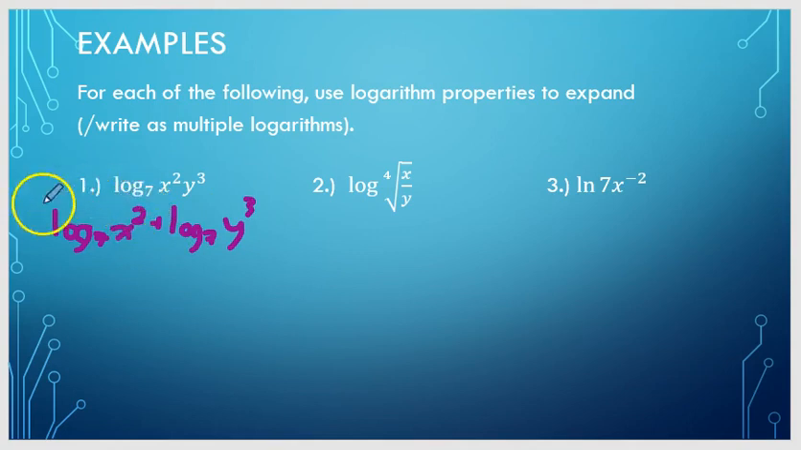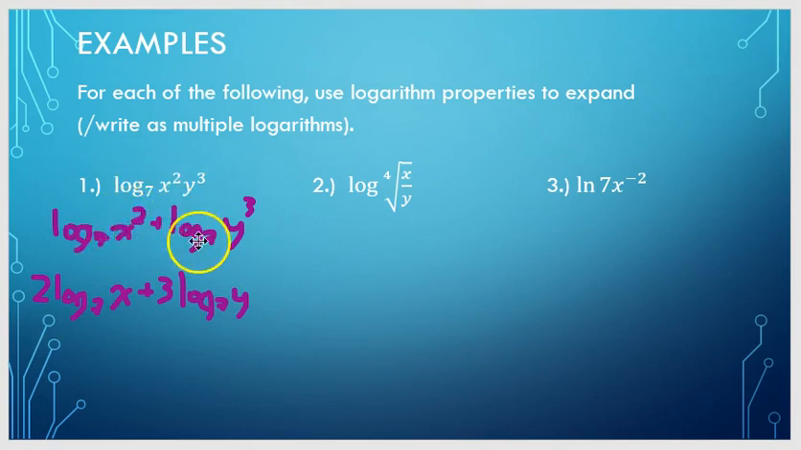Now I can bring the exponent that is only on the x to the front of that term, and I can bring the exponent that's only on the y out front of that term. So this is the power rule. So I'm going to end up with 2 times log base 7 of x, and then 3 times log base 7 of y. So that's what we mean when we refer to an expanded logarithm or writing it out as multiple logs. You'll notice that the base never changes. So if you have log base 7, you should always have log base 7 throughout the entire question.